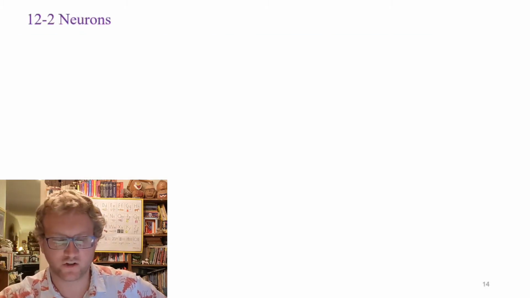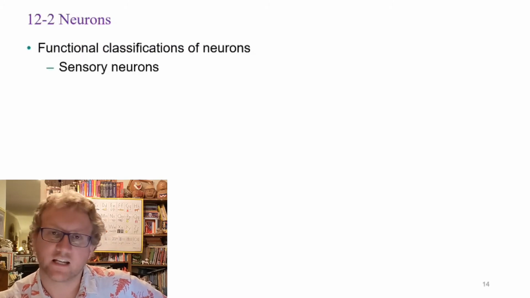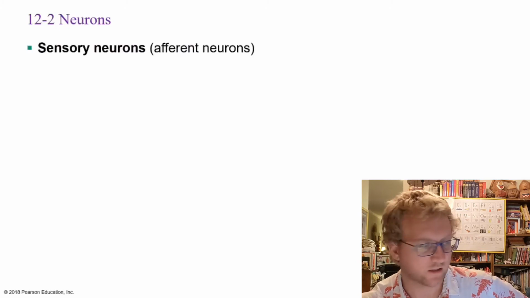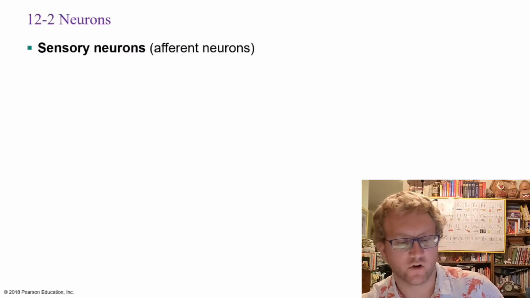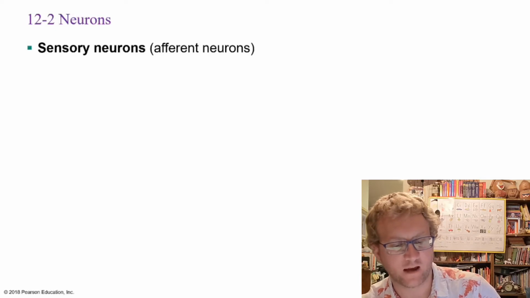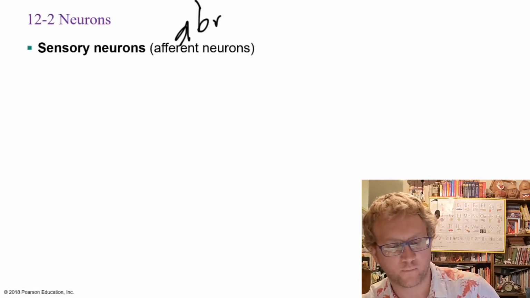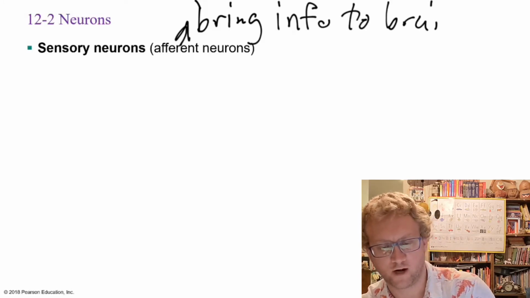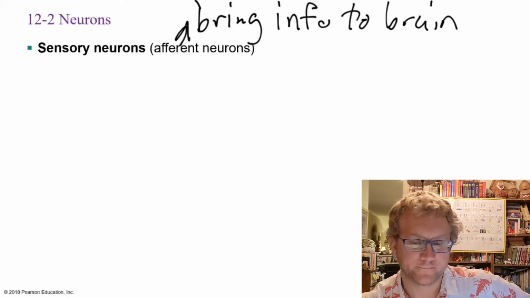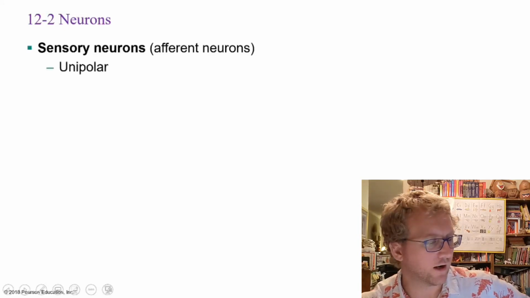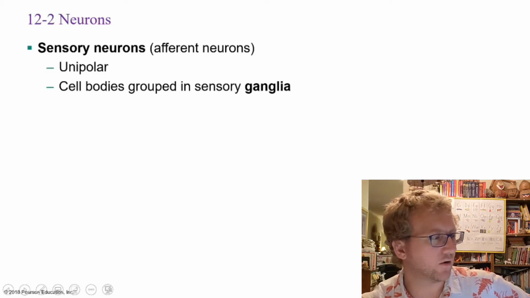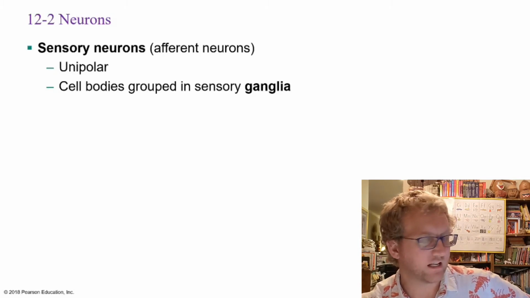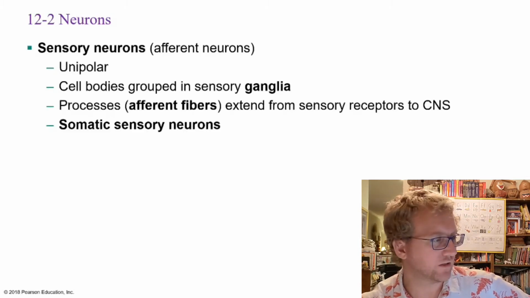Functional classifications, there are three different classifications. There's sensory neurons, there's motor neurons, and then there's interneurons. Sensory neurons, let's take a look at these. These are our afferent neurons, right? So if we go back and think about that diagram, afferent are going to bring info to the brain, okay? These are unipolar. The cell bodies are grouped into ganglia. The processes extend from the sensory receptors to the central nervous system.